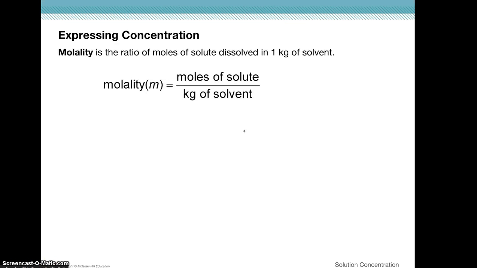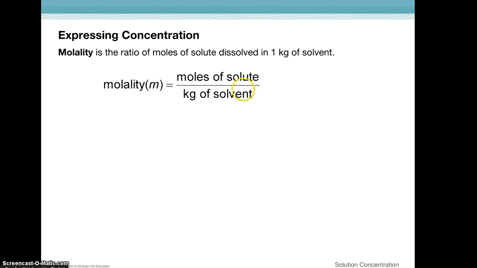All right, our next formula is to calculate molality, and molality is used in one very specific part of this unit that we'll see later on. Molality, which is represented by a lowercase italicized m, is moles of solute over kilograms of solvent. So just the water is going to be on the bottom, not the total.